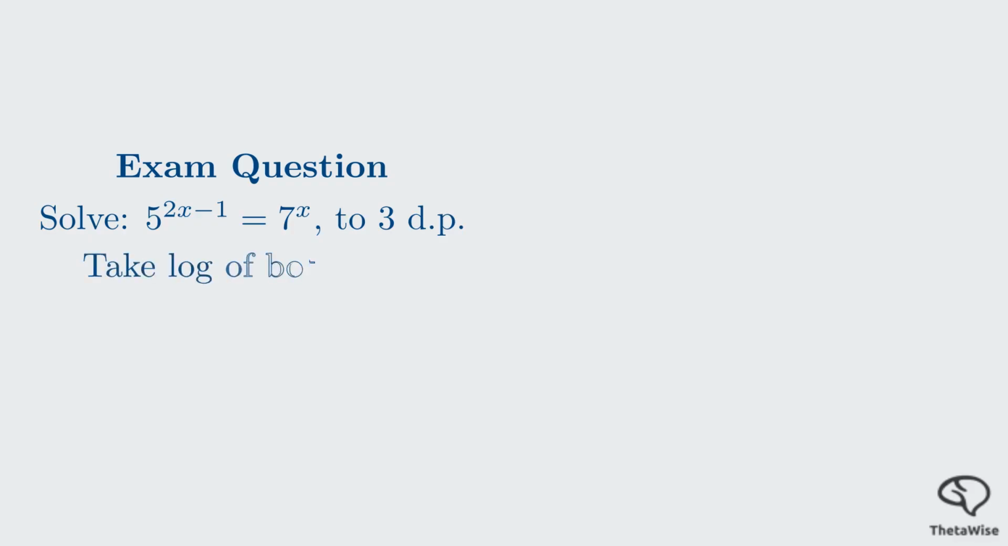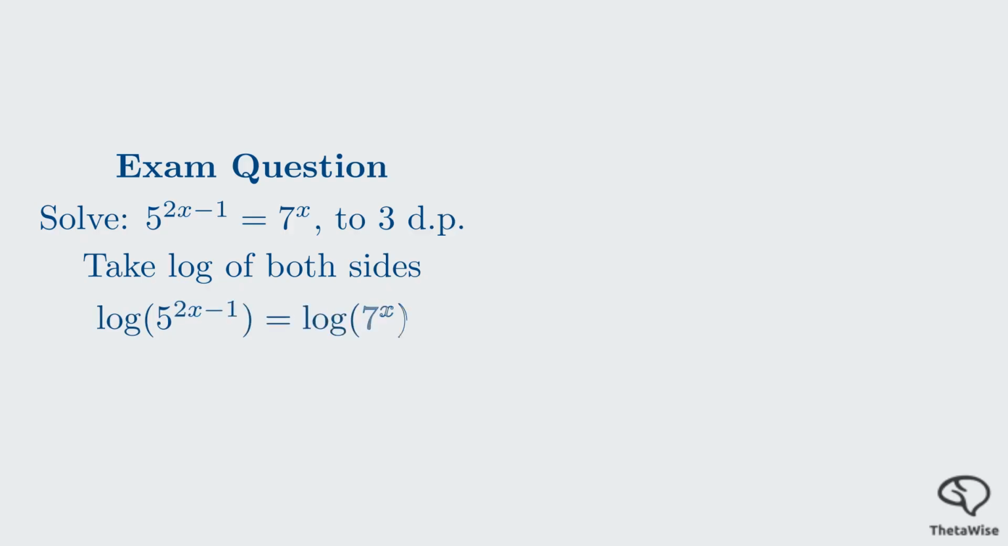Let's look at a typical Cambridge 9709 style question. Solve the equation 5 to the power of 2x minus 1 equals 7 to the power of x, giving your answer correct to 3 decimal places. Because we have different bases, 5 and 7, and the variable x on both sides, we must take logarithms of both sides to release the exponents.